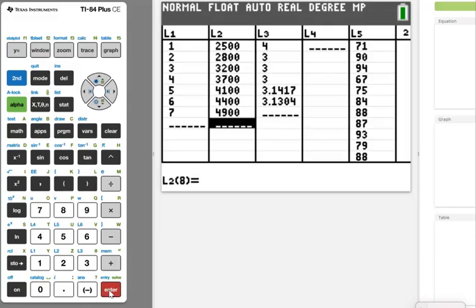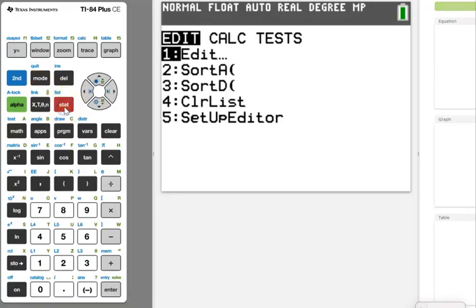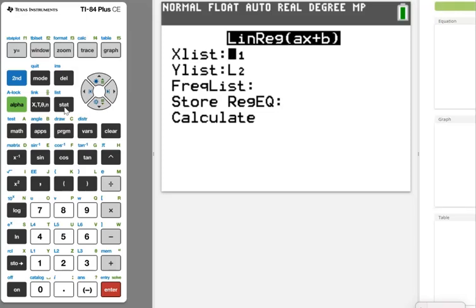All right, so once I've got my information in list 1 and list 2, I'm going to quit out of that. And I'm going to go back to statistics and go over to calculate. And they told me that this was a line, but we also graphed it and saw that it was a line. So I'm going to do a linear regression. And I'm going to tell it to use for X what I put in list 1 and for Y what I put in list 2.